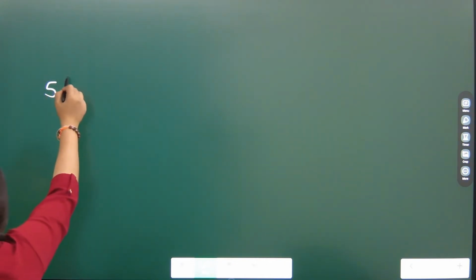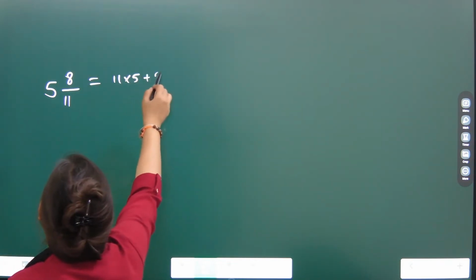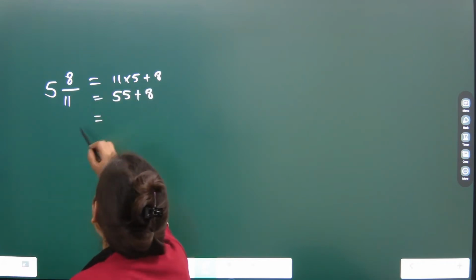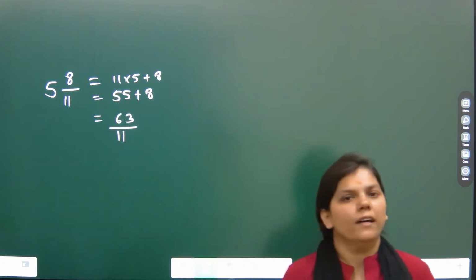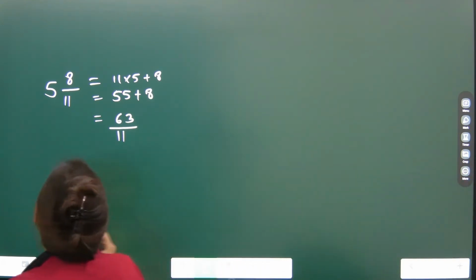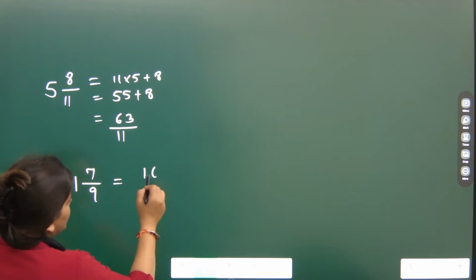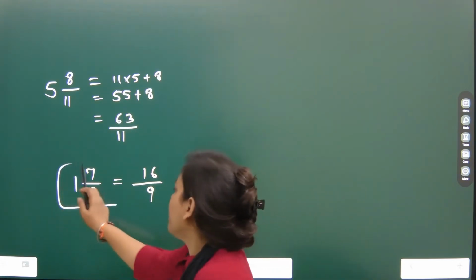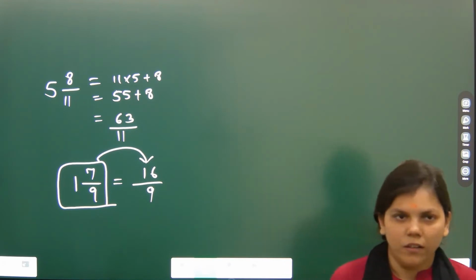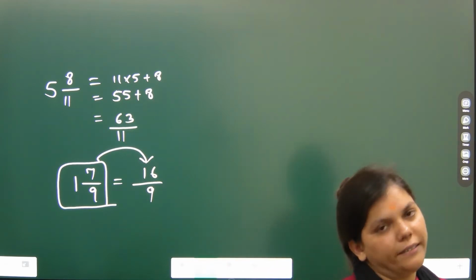Let us solve few more examples for practice. Let us say 5, 8 by 11. So 11 fives are 55. Okay. So 55 plus 8 is how much? 63. So the answer will be 63 by 11. Okay. Let us say, for example, 1, 7 by 9. So 9 ones are 9, 9 plus 7, 16. So the fraction will be 16 by 9. Okay, you can convert this mixed fraction into improper fraction. Okay, but if in the question it is given that you have to convert the improper fraction into mixed fraction, then you have to do the same.